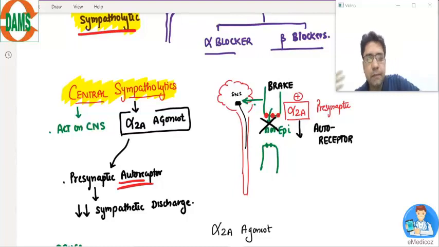Tomorrow we will discuss how penile erection occurs, how impotency occurs, and how priapism occurs. So tomorrow we will discuss with alpha blocker and beta blocker. Tomorrow we will also discuss certain drugs for impotency treatment. You can write rimonabant as antagonist. Don't write it as an inverse agonist. Write it as antagonist.